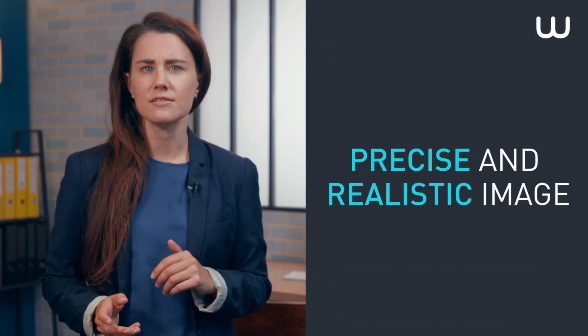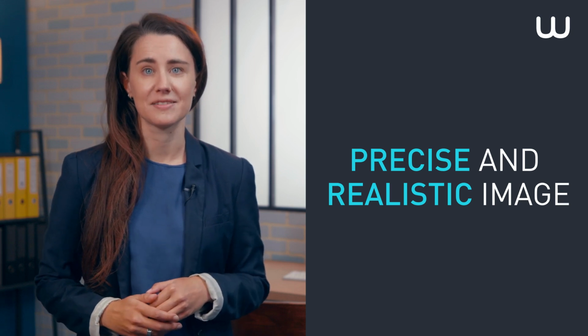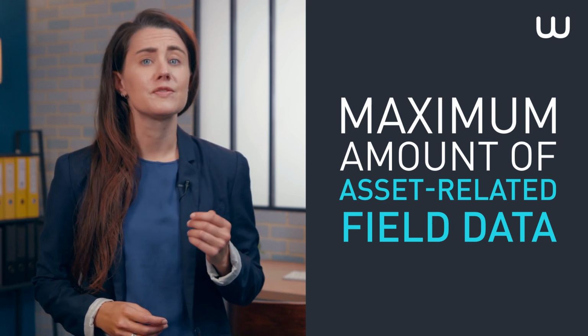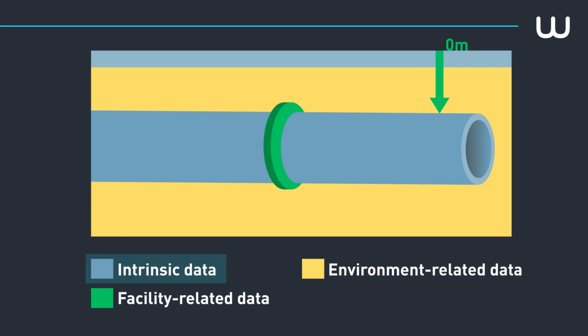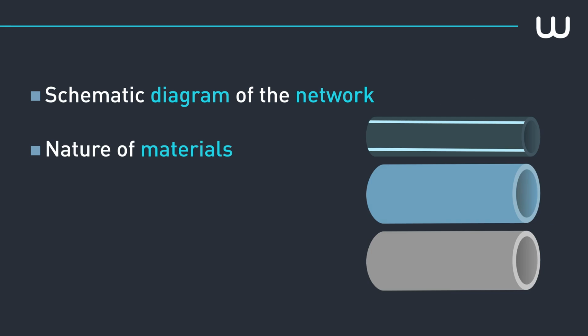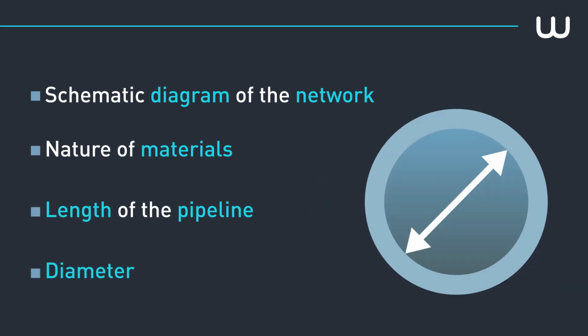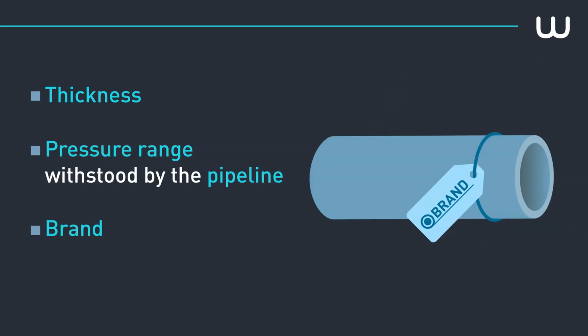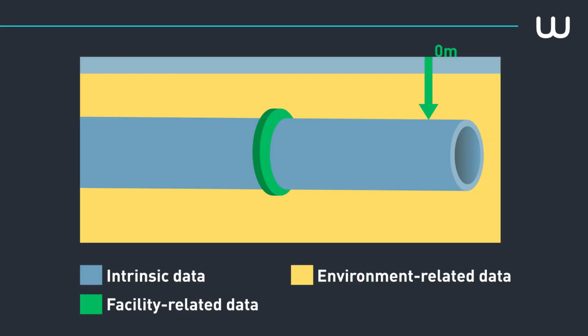For effective asset management, it is essential to have a precise and realistic image of assets. For this, it is necessary to possess a maximum amount of asset-related field data. There is, firstly, essential data, which is intrinsic to pipelines, such as a schematic diagram of the network, the nature of materials, the length of the pipeline, the diameter, the thickness, the pressure range withstood by the pipeline, and the brand. On its own, this data is generally insufficient.